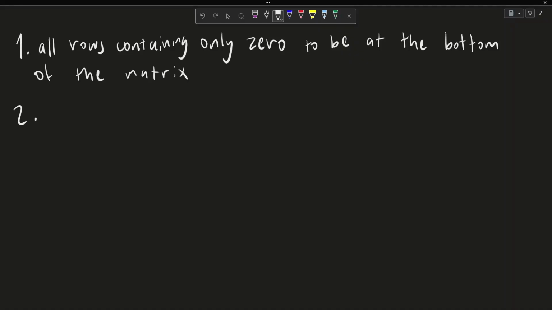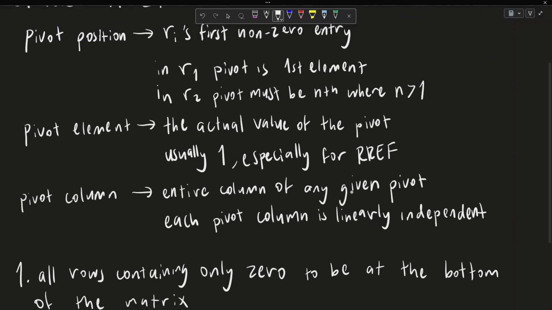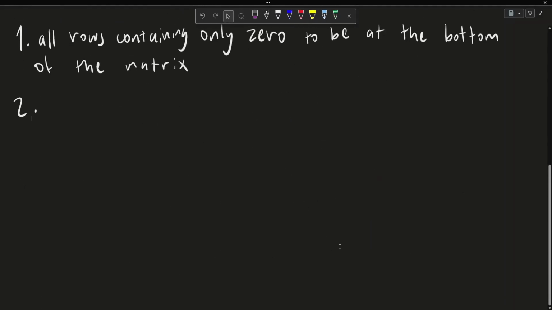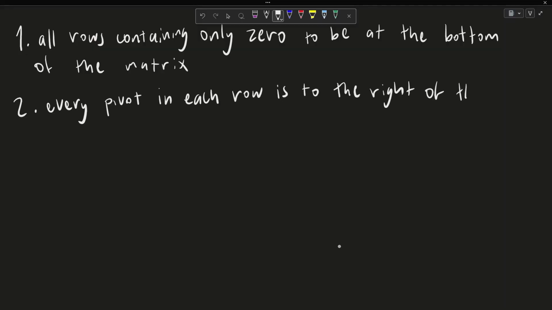Secondly, we want to make sure that the property above here with the pivot position is maintained. That is, we want every non-zero in any given row to be to the right of the pivot in the previous row. And third, we want every entry that's below each pivot to be a 0.